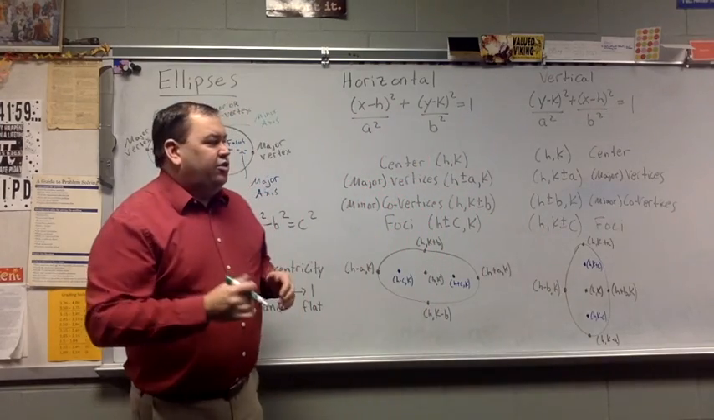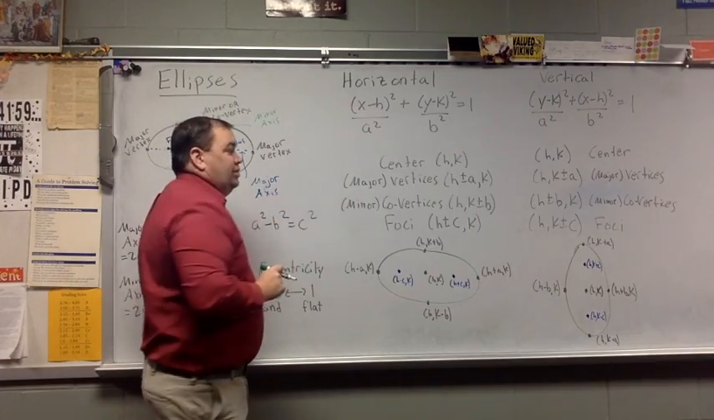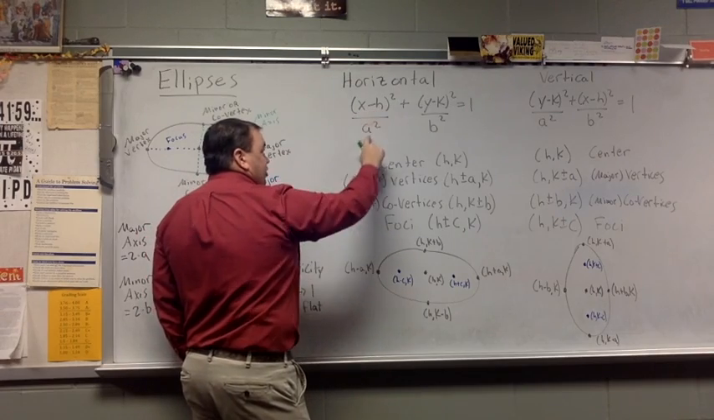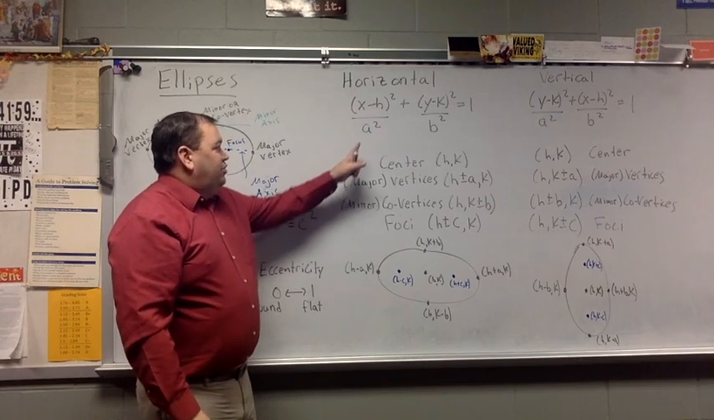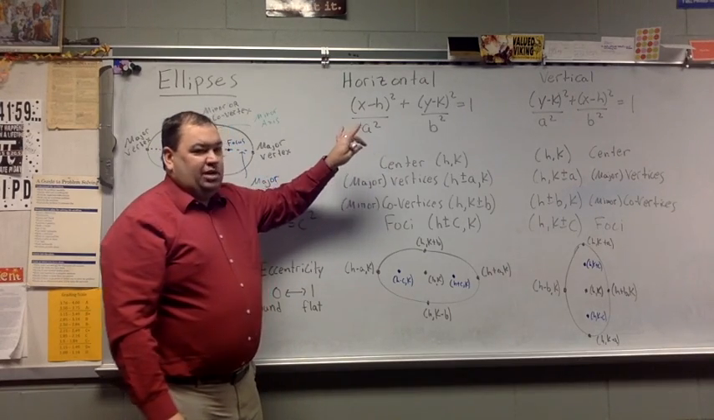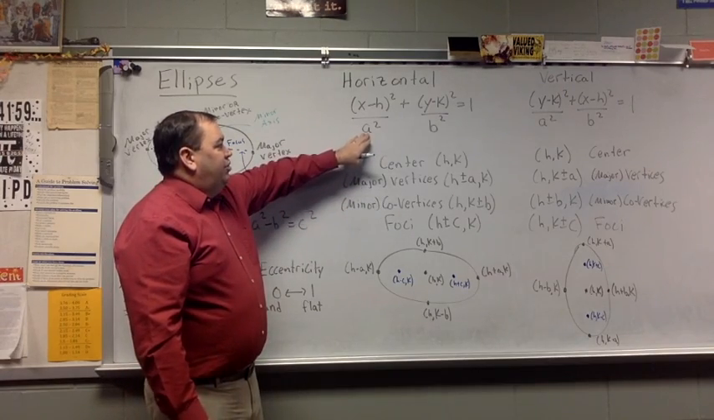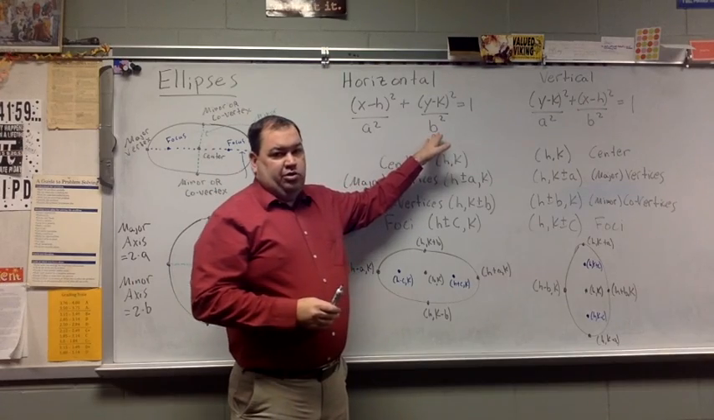So let's get into the characteristics for both the horizontal and the vertical. We'll start with the horizontal. Now the first thing I want you to notice is x is listed first, and there's an a squared underneath it. The a squared is actually the bigger number. So sometimes they'll try to fool you by switching these around. Look for the biggest number. That's what tells you which one is in charge. B is actually the smaller number.